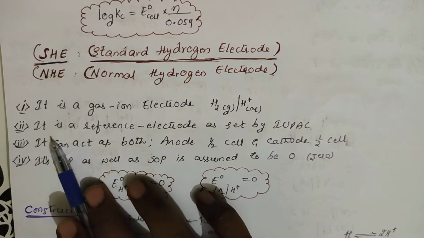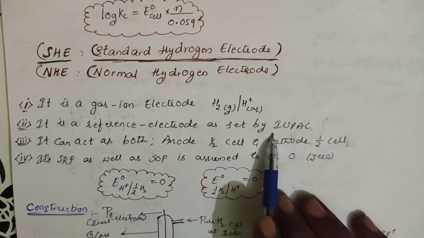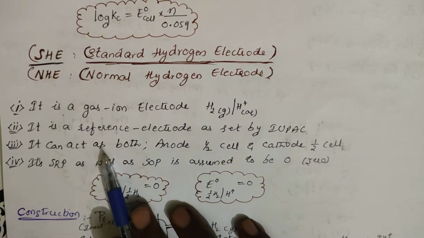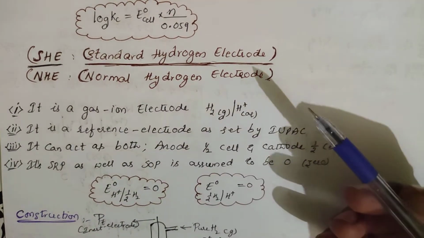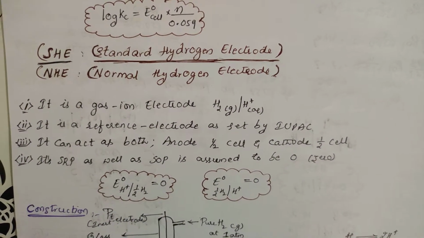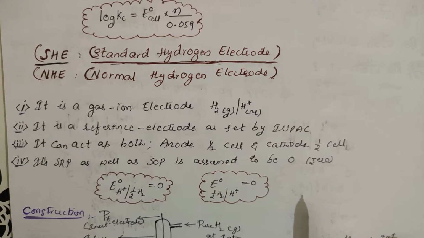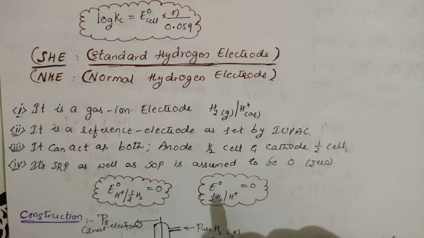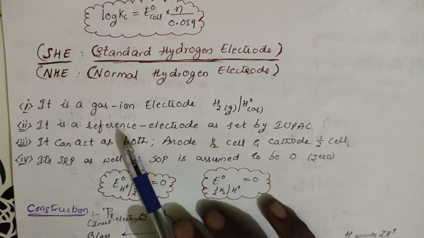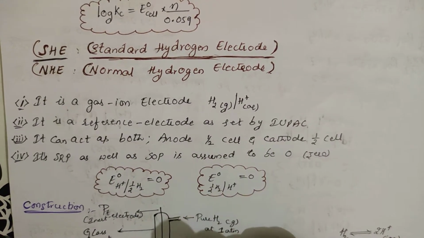Okay, and the SHE or NHE is called the reference electrode, as decided by IUPAC. IUPAC has decided this SHE as the reference electrode, which means whatever reduction potential value you get, it should be either greater than hydrogen or less than hydrogen. Because H is taken as the reference, this NHE or SHE is taken as the reference. Okay, it can act as both anode as well as cathode half cell.